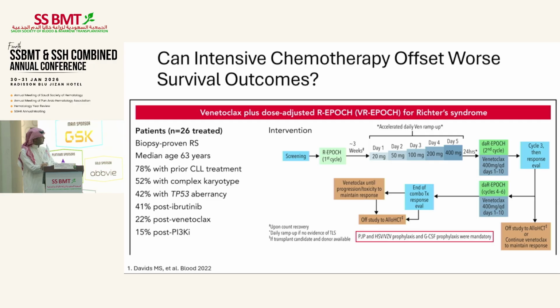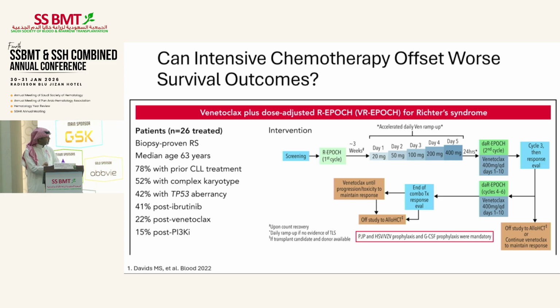So what they have done for those patients, basically, they will debulk the disease with one cycle of R-EPOCH, and then they will do an accelerated venetoclax ramp-up over 5 days. And then after 24 hours, they will resume therapy. They did an assessment after 3 cycles, and their intention is whenever there is a response, they will take that patient to stem cell transplant as early as 3 cycles. If there is no response, they will continue with an additional 3 cycles. The mean number of cycles those patients were able to receive was only 5.